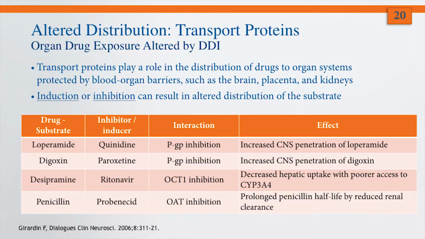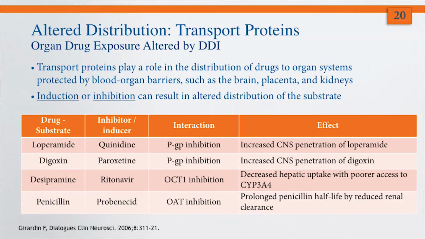Another mechanism is alteration of transport proteins in organs other than the gut. We talked about the gut already, but there are a lot of other blood-organ barriers, particularly the brain, placenta, and kidneys, but there are many others. And transport proteins play a role in protecting those organs from drug exposure. So by inhibiting or inducing transport proteins in these other organs, we can increase or decrease drug exposure. So some examples are listed here.